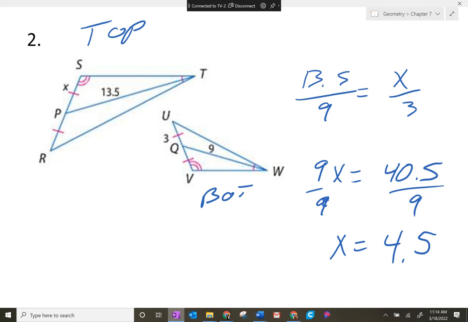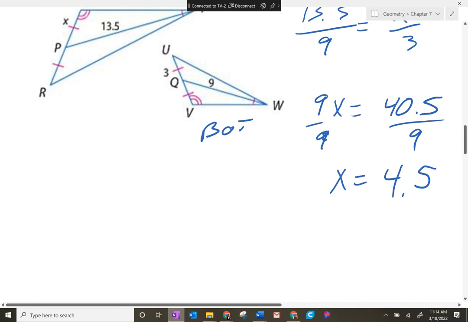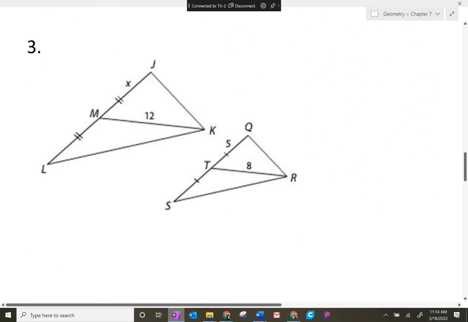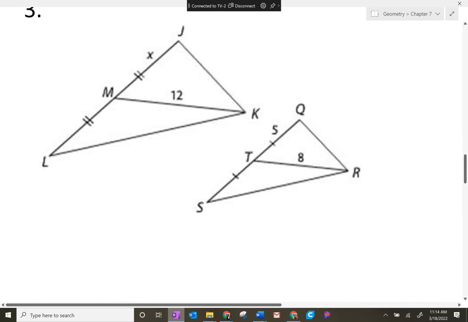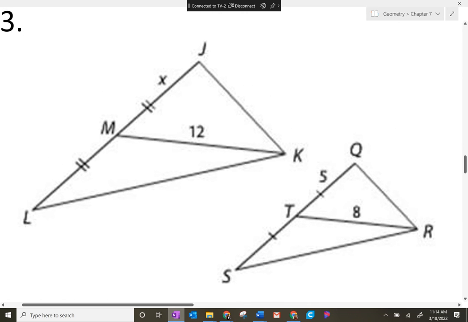How you feeling? Thumbs up, thumbs down? I like it. All right, the next example I want you guys to do all on your own. I'll zoom in as best I can so you can see the whole thing.